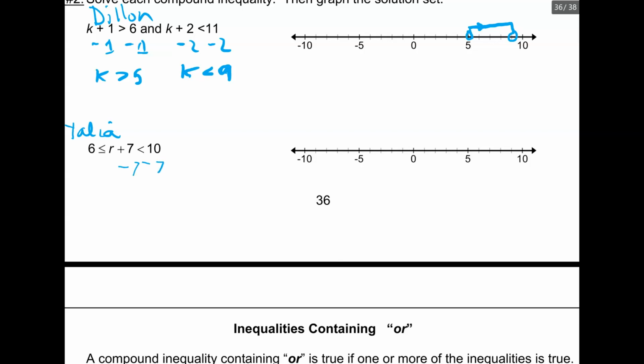So if you want to get rid of it here, you have to subtract it on all 3 parts. Because what you do to one side, you have to do the other. Well, here we have more than one side.